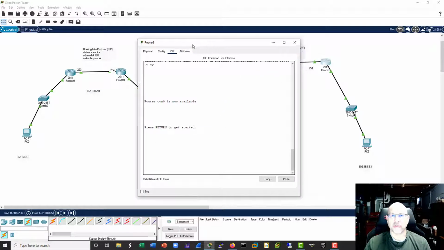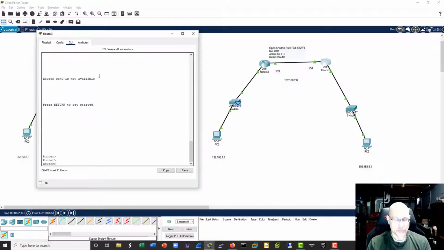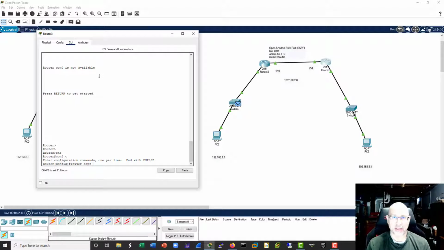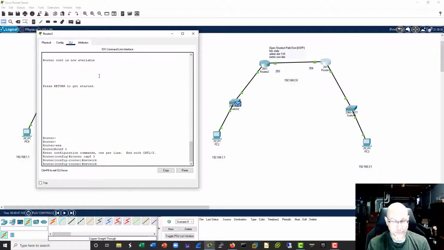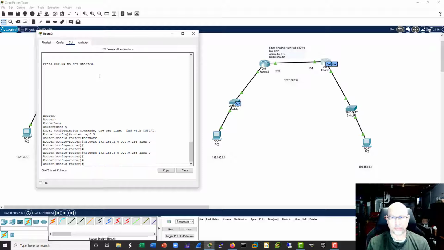Well, let's finish our configuration. And we will do router OSPF. Now I said that the process is specific to a particular router, so we're just going to use 3 here. And we'll do network. In this case, we're going to advertise the 2 and the 3 net. Remember, we have the wildcard masks. And then we're going to do area 0. And I hope I did both networks on the other router.